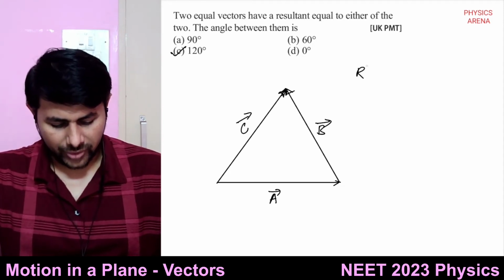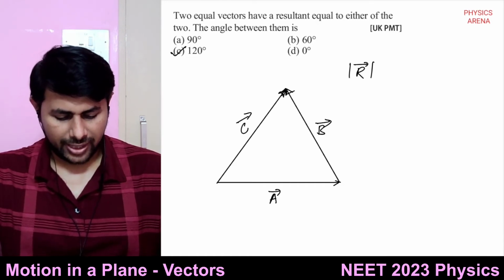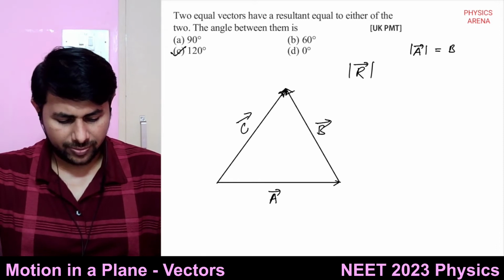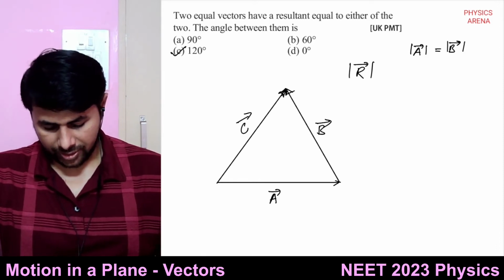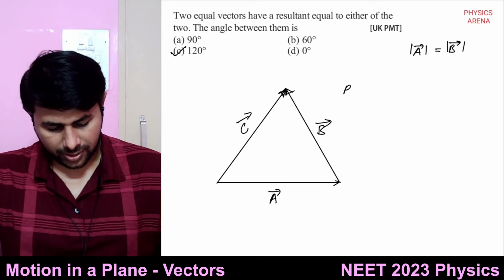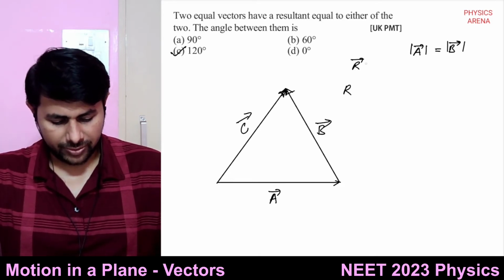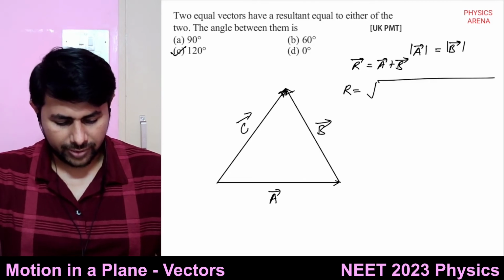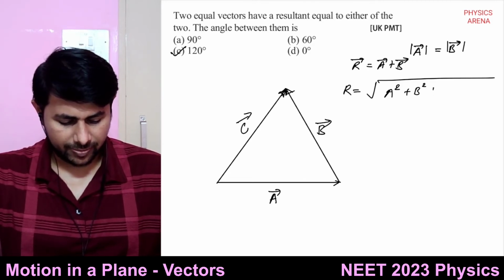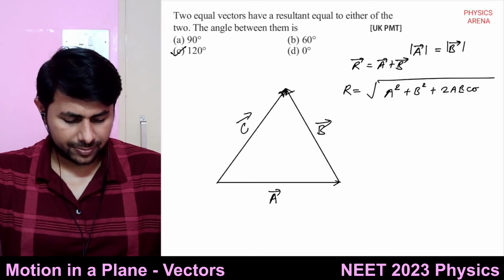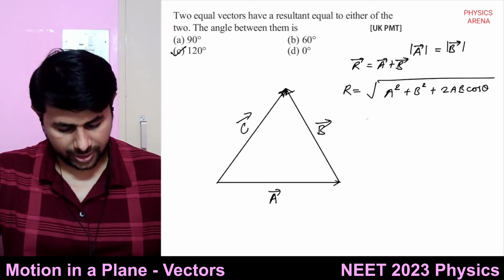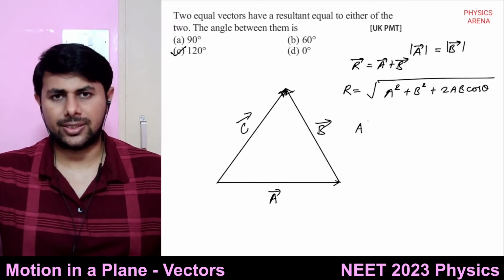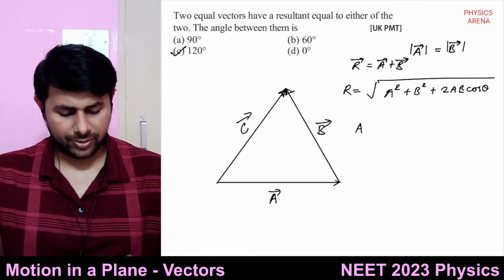So, what are they saying? We are adding A bar and B bar. The magnitude of A bar is equal to the magnitude of B bar. So, what is the magnitude of the resultant? R bar is equal to A bar plus B bar. So, R is equal to the square root of A square plus B square plus 2AB cos theta. Okay. So, how much is R? Is it equal to A or equal to B? I will take it as equal to A.